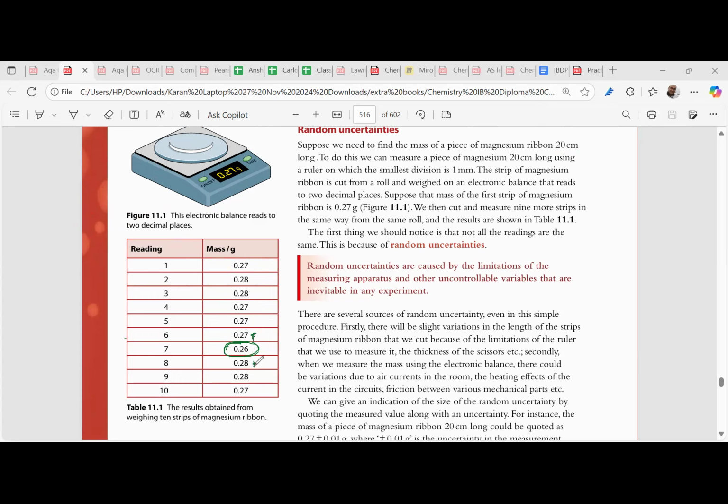Got it? And how can you reduce the random uncertainties? Paper number 1B question. We can reduce random uncertainty by taking repeated trials and averaging this out, right? Because they will be having values on both sides. So that will be averaging out, right?